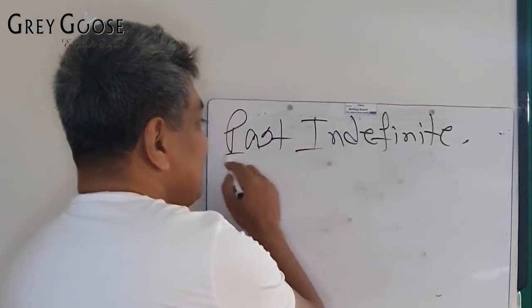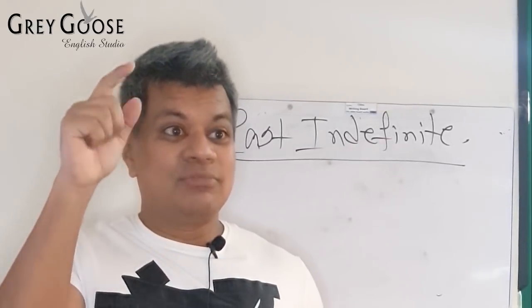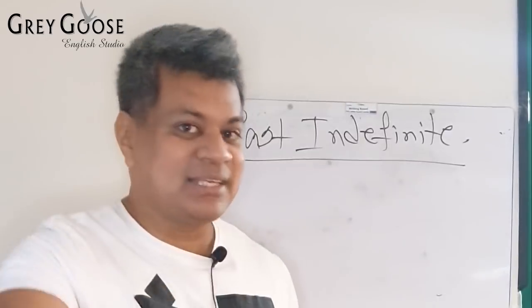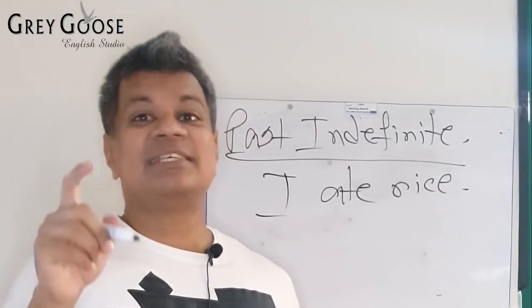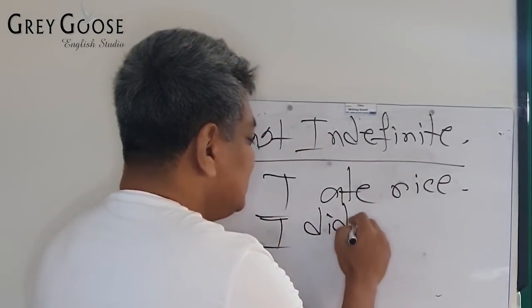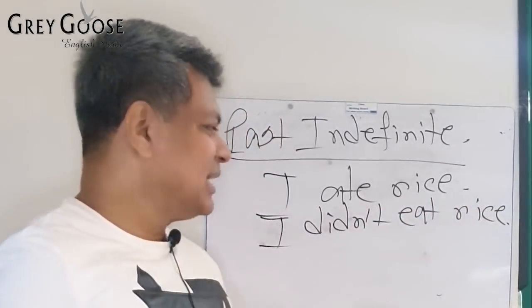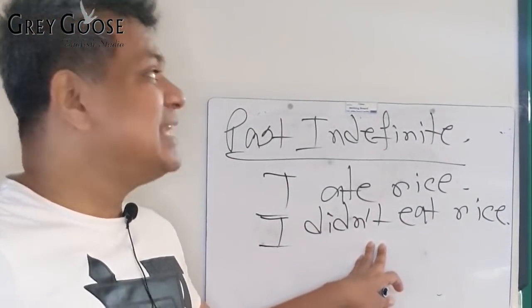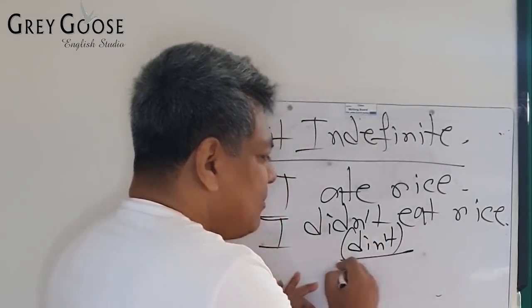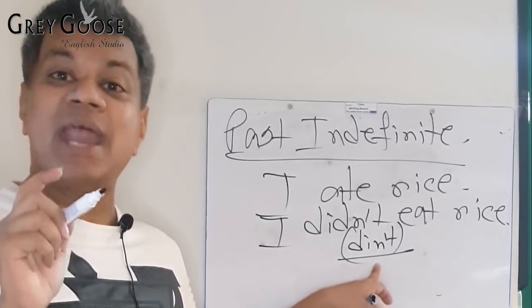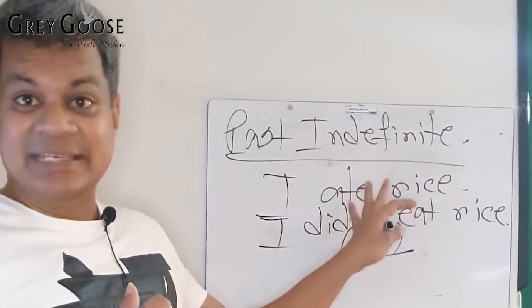Okay, so first one, past indefinite, very simple. Again, if you bear in mind "I eat rice," past tense, "I ate rice." Turn that negative: "I didn't eat rice." Now I've turned it negative. Now listen, didn't: most of us do pronounce it "didn't," but guys, I'm not saying this is correct or incorrect, but for pronunciation, you've got to pronounce it "I didn't." So, I ate rice, I didn't eat rice.